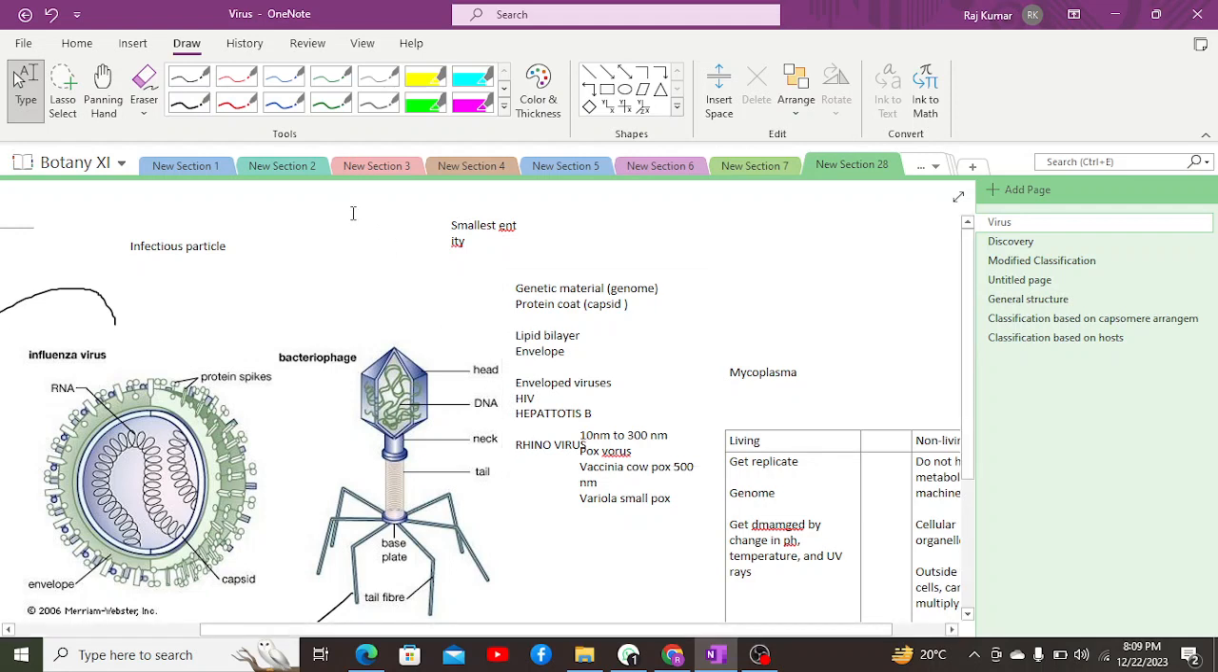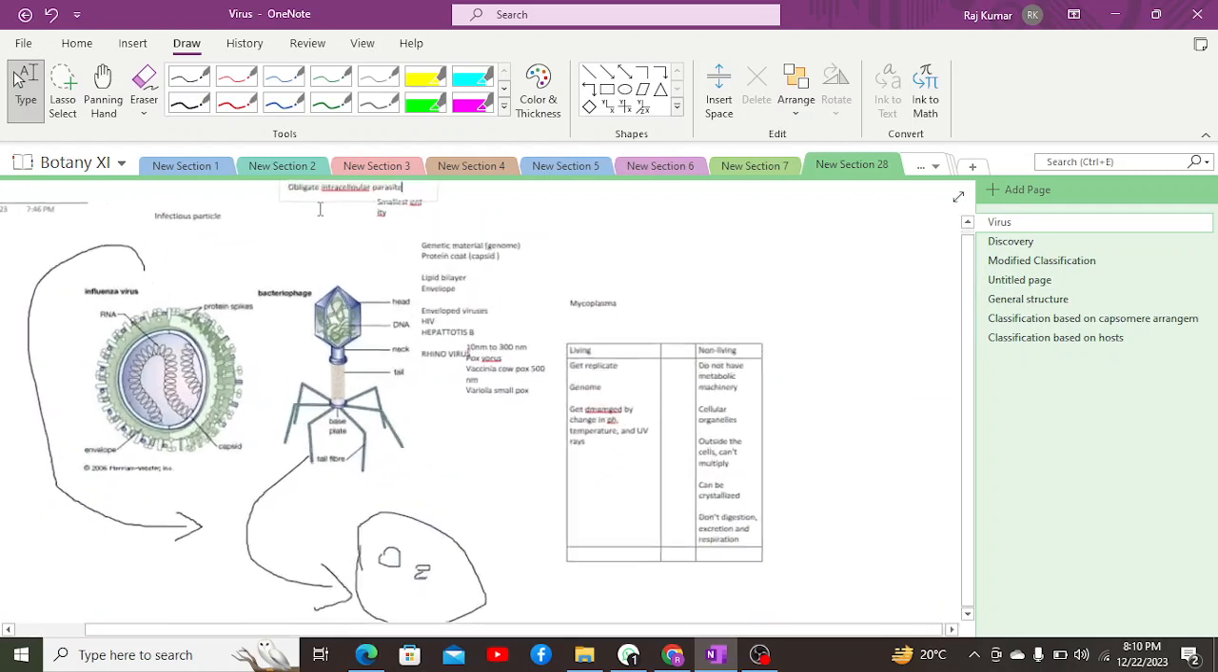When we come to describe their mode of living, because they behave as parasites, their mode of living can be considered as parasitism. So we can consider them obligate intracellular parasites. What does this mean? Obligate means they cannot live without their host cell. Intracellular, these are the only parasites which are intracellular, and they harm the host cell and get benefit from it.